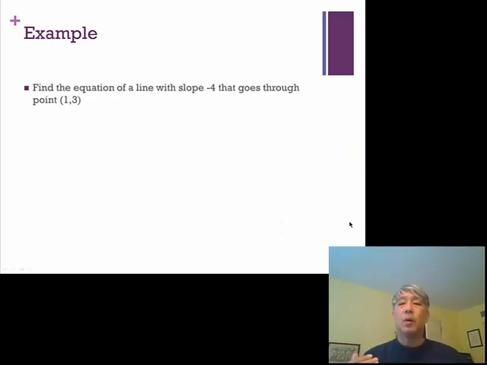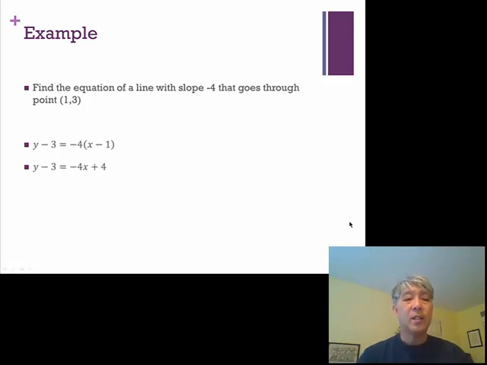So a situation may arise where you're trying to find the equation of a line with slope minus 4. We know the slope from some other information, but it goes through a point that's not on my original line. Now it's going to go through the point (1, 3). Using the point-slope formula, this is fairly easy because I just do y minus y1, the 3, is equal to the slope of minus 4 times x minus x1, 1.